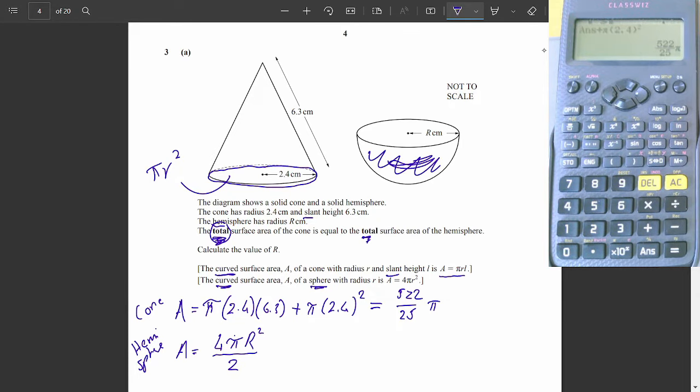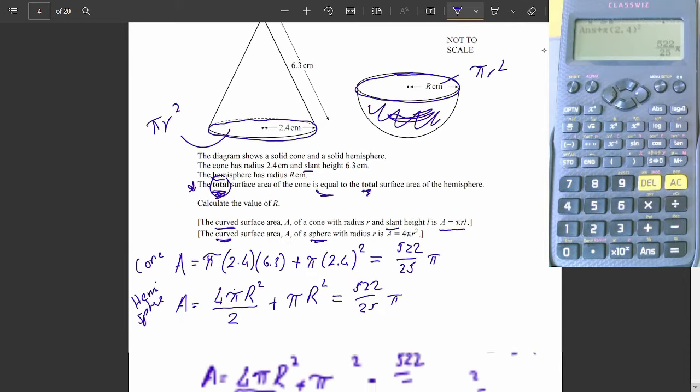But again, we've got this whole chunk there, the circle, which again is pi r squared, which we need to add on for the total surface area. So we're going to have to add pi r squared, in this case, the radius is a big R squared. And what does it equal to? It equals our previous answer, because that's what they said in this sentence, that the two answers are equal. So that equals 522 over 25 pi.